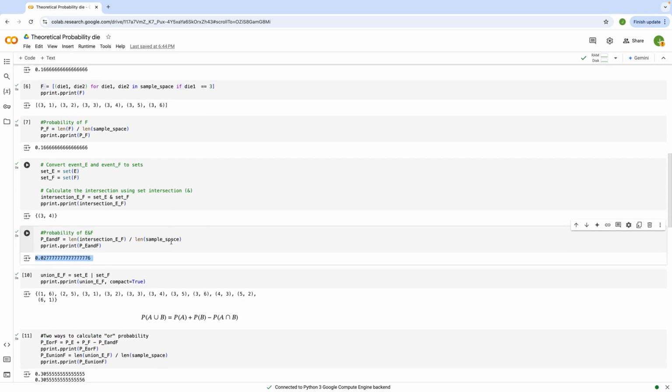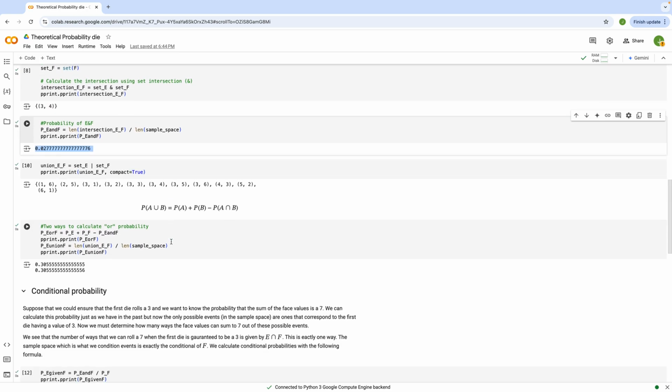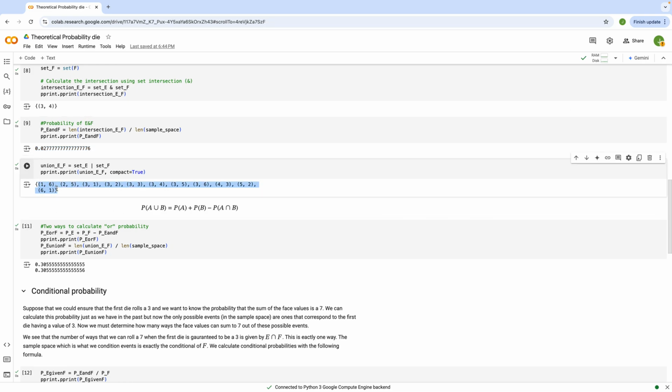Okay, another operation that we can do with sets is called the union, and that would be considered all the events in set E or in set F, and it corresponds to these events. Notice that set E has 6 events and set F has 6 events, but the union only has 11. That's because the intersection 3,4 only gets listed once.